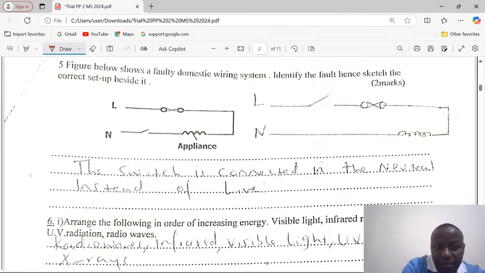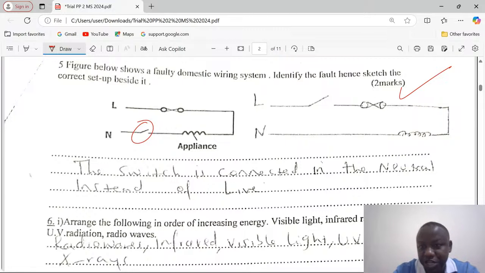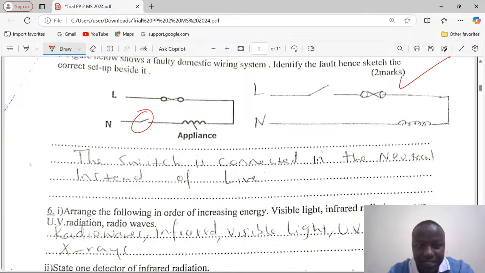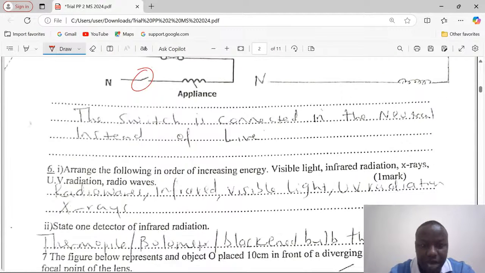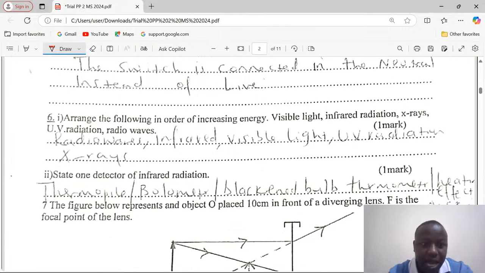You see where the switch has been fixed? That is wrong. The switch is supposed to be on the live wire this way. So it has been corrected in the second setup. The switch is connected in the neutral instead of the live. So the correction is shown there.